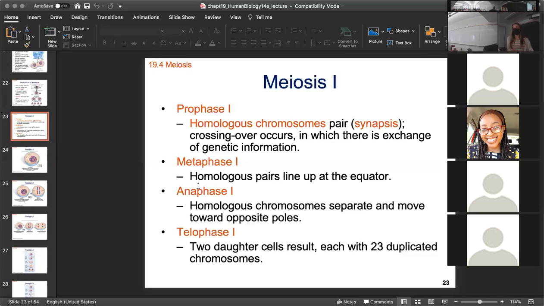Metaphase 1 is where they line up at the equator. Remember, meta, world peace. Anaphase 1 is where they separate and move towards opposite poles. Telophase is 2 daughter cells that result, and each has 23 duplicated chromosomes. So this is exactly the 2 daughter cells. This is where we ended at mitosis. We're doing the exact same thing.